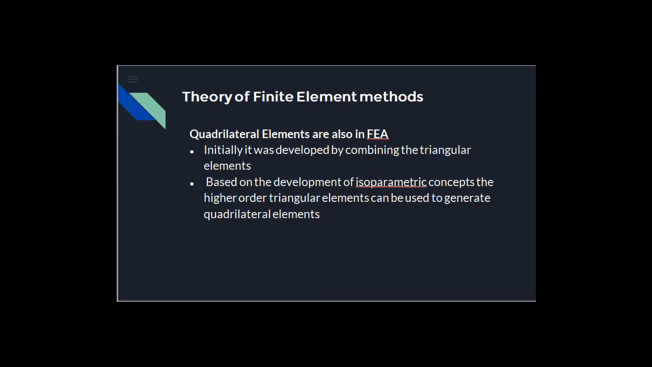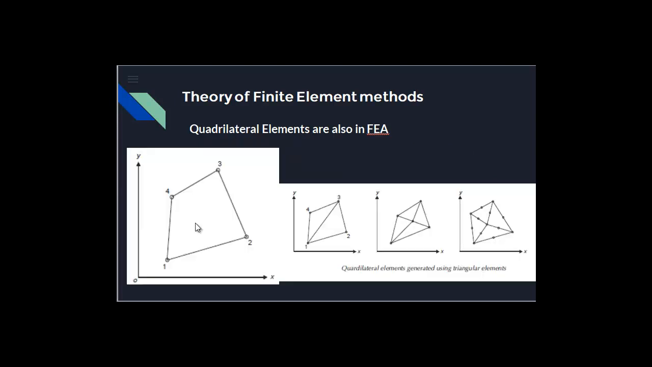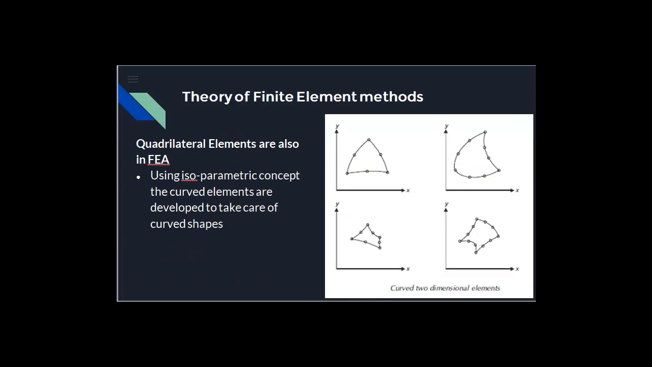Other than triangular and rectangular elements, quadrilateral elements are also used in finite element analysis. Initially, they were developed by combining triangular elements, but based on the development of isoparametric concepts, higher order elements can be used to generate quadrilateral elements. A few images of quadrilateral elements are displayed here. The quadrilateral elements look like a combination of 2 triangular elements. They can have 4, 5 and more nodes, depending on the type of quadrilateral that we use in finite element analysis. Based on the isoparametric concept, curved elements are also developed to take care of curved shapes.